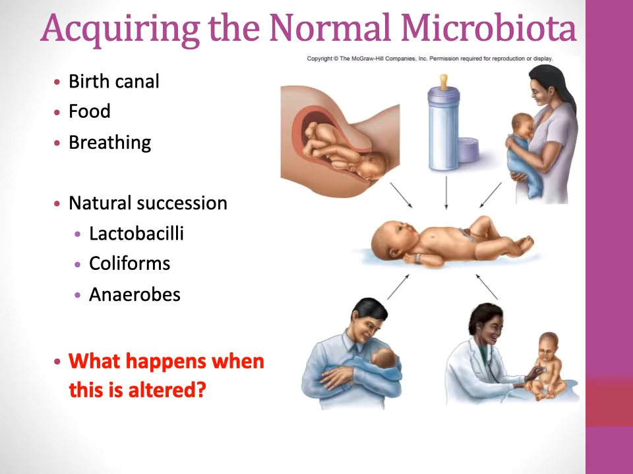So then we want to think about, well, what happens if this is altered, right? Babies are not always born through vaginal births, so C-sections are needed. So disclaimer, Dr. Schreiner is not saying C-section should not happen because of potential changes to the normal microbiota.